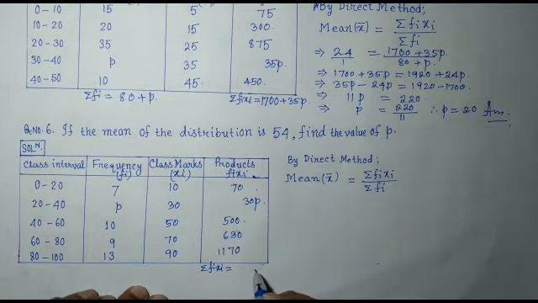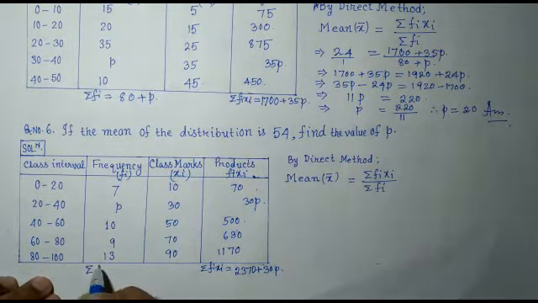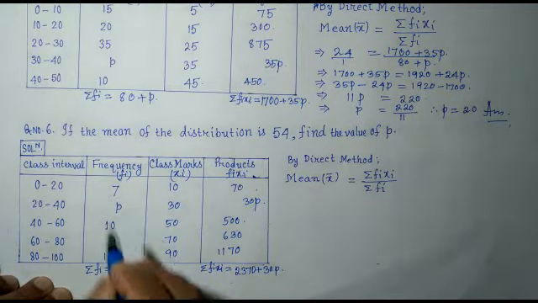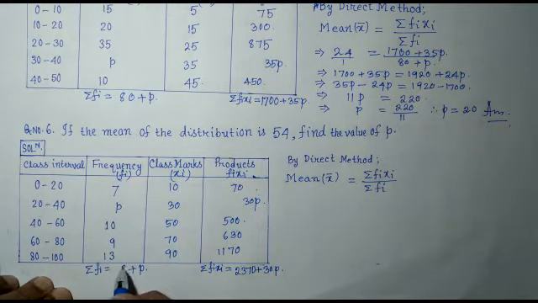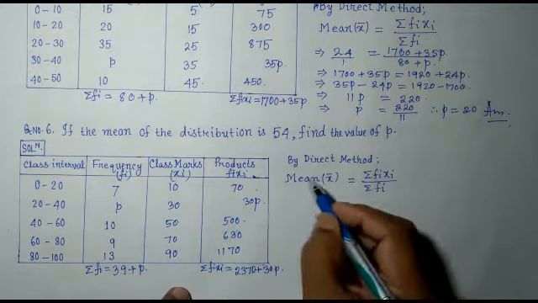This 30p remains outside like this, plus 30p, and these numbers we will add. By adding, we will get here 2370, and then we will add this frequency fi. So we will get sigma fi, sum of all fi. This p will be outside, plus p, and the numbers we will add. 3 plus 9 is 12, plus 7 is 19, carry 1, 1 plus 1 is 2, plus 1 is 3. So it is 39 plus p, and then this value we will put in the formula.